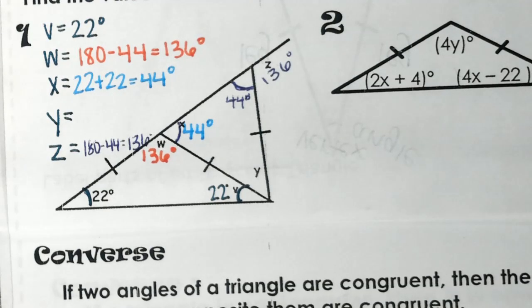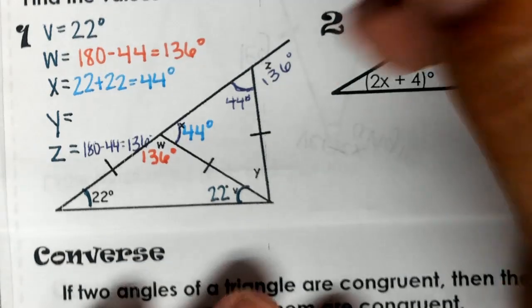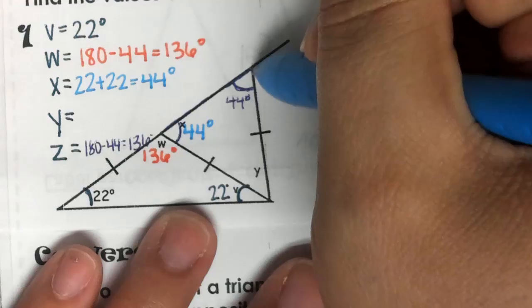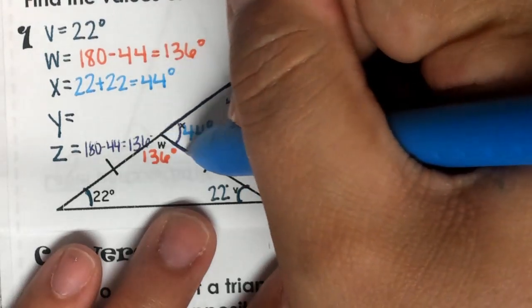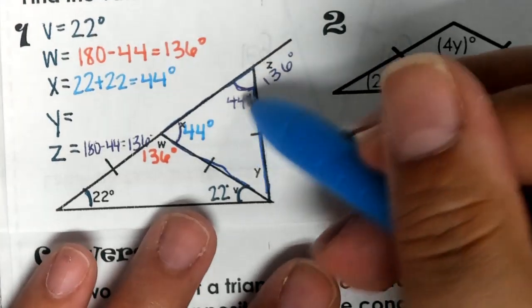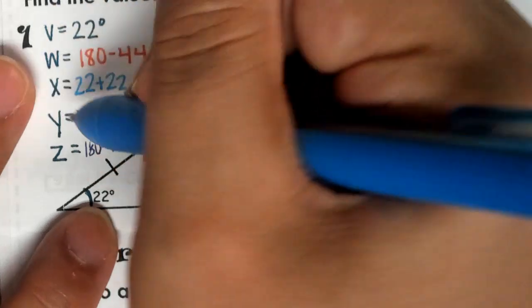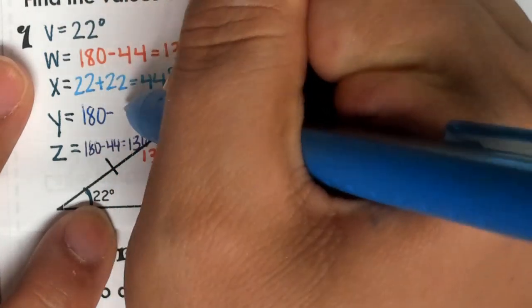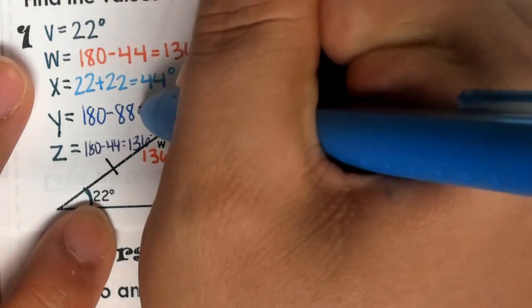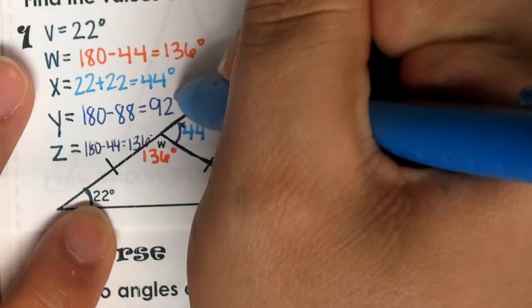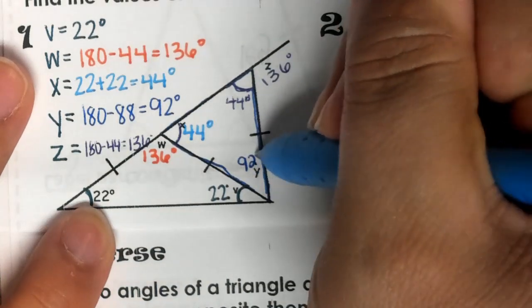Are y'all up? Are you looking at me? Nico, are we awake? Malachi, are we awake? What do we do last but not least to find Y? Thank you so much. We're going to add 44 plus 44, and I get? And subtract 180 minus 88, and what do I get? 92 degrees.